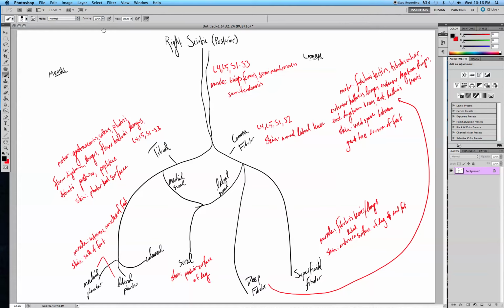Today I'll be talking about the sciatic nerve and its various bifurcations, and we'll also discuss the muscles that it innervates, as well as the sensory innervation. So the sciatic nerve is really important. It goes all the way down from your hip to your foot, and it does pretty much almost everything in your legs.